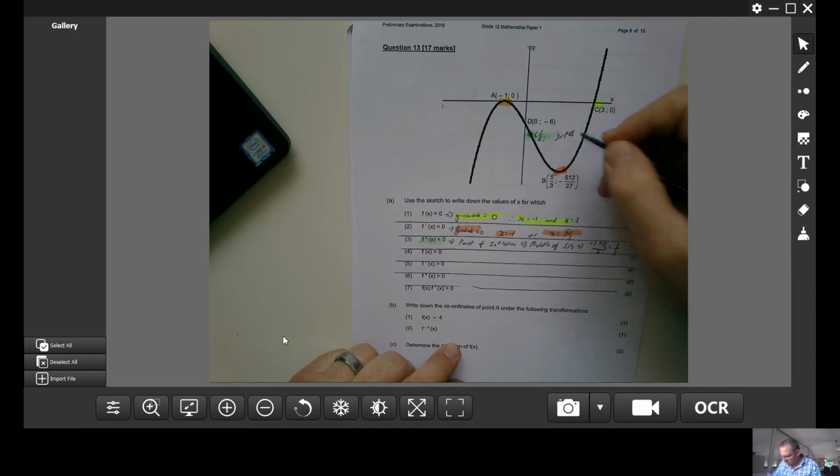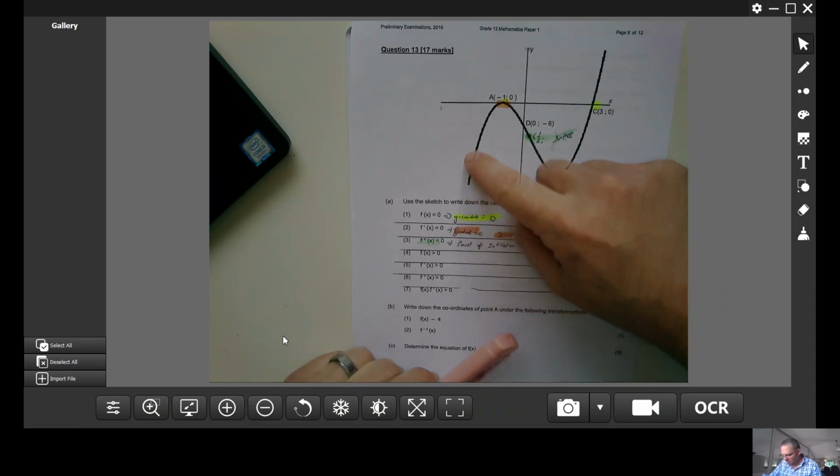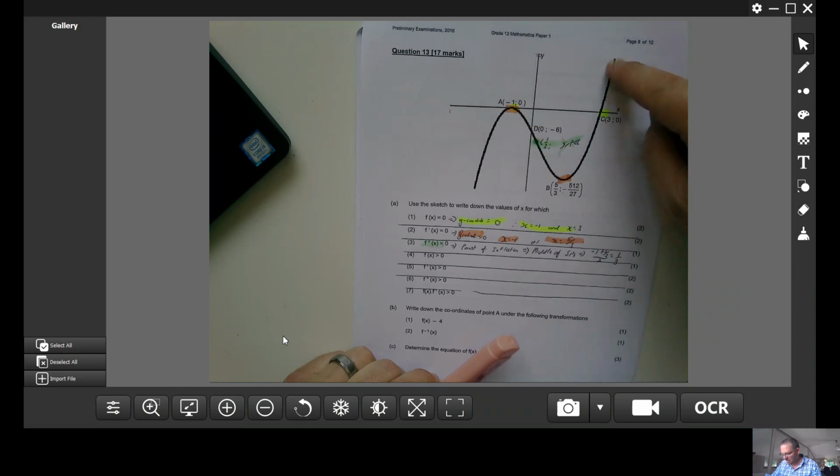Okay, so remember, what is a point of inflection? It's where the graph changes concavity. It's changing from concave down to concave up.